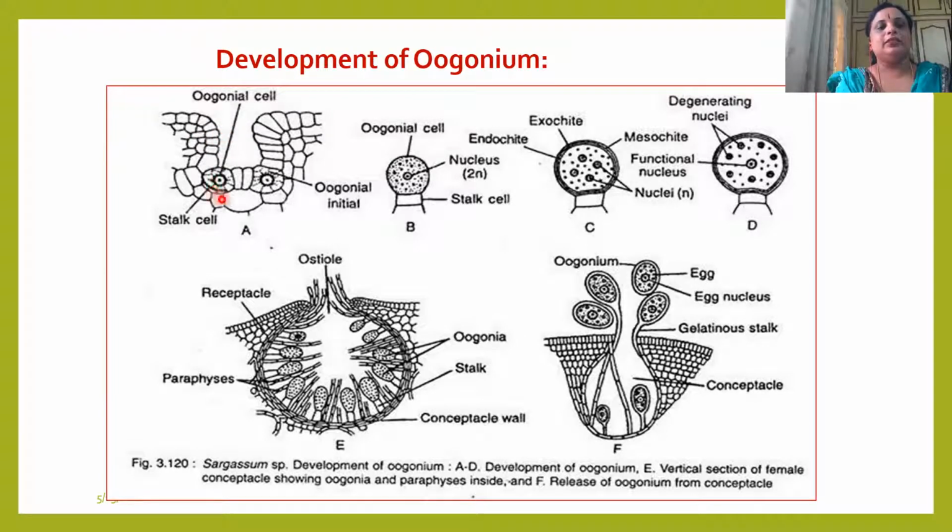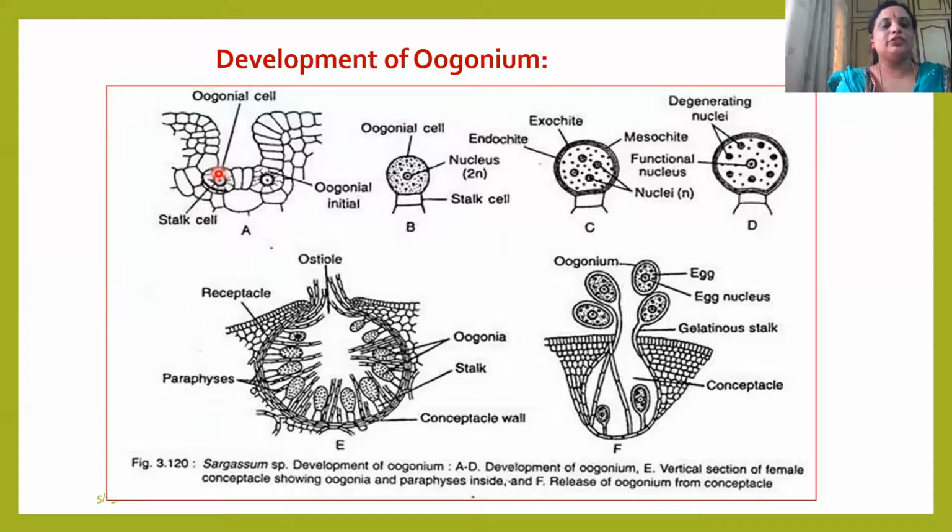At the lower region of this cavity, what happens? Some of the cells at the wall of this cavity become distinct. How do they become distinct? They will have a prominent nucleus. You can see there are certain cells which are getting distinguished from other cells, where the nucleus becomes distinct and they have a dense cytoplasm.